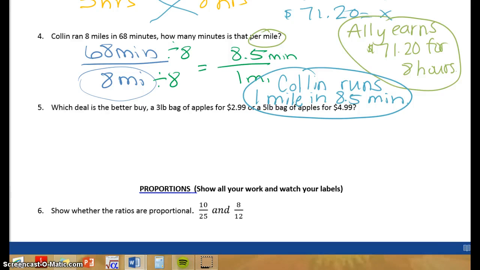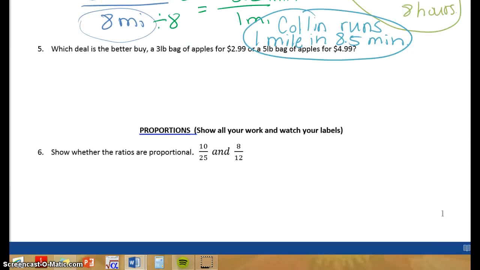Now number 5, which deal is the better buy? Now this, we're comparing per bag of apples. So a 3-pound bag of apples is $2.99, a 5-pound bag of apples is $4.99. So we want to figure out per pound how much we're paying for each of these bags. So we can find unit rates and then determine which deal would be the better buy. Would we rather buy a 3-pound bag of apples? Is that cheaper per pound? Or is a 5-pound bag of apples cheaper?